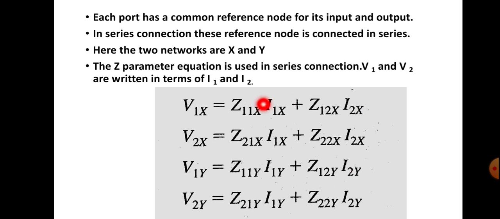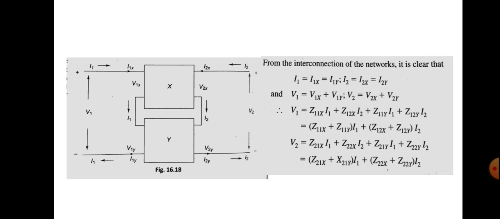Here there is no confusion because we know that we are taking the X and Y networks individually and writing the equations. V1X is the input voltage and V2X is the output voltage for the X network, and V1Y is the input voltage and V2Y is the output port voltage for the Y network, if we are considering the individual ports. Now after we interconnect these X and Y networks, we can see some relations, such that here the currents and voltages are marked, and V1 is the input port voltage of this series combination, V2 is the output port voltage of this series combination.